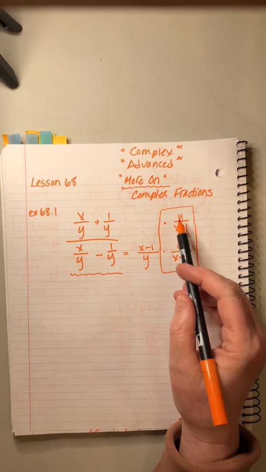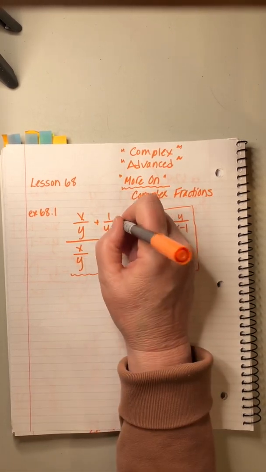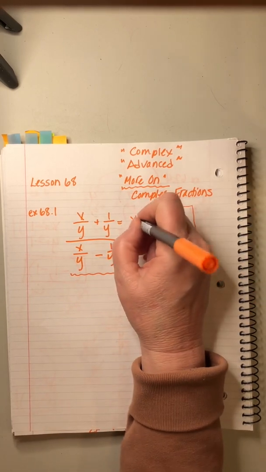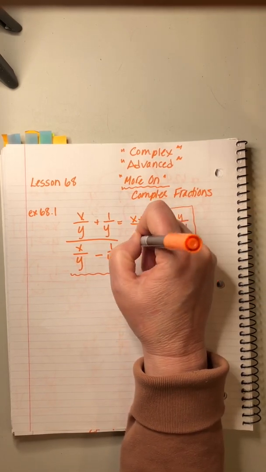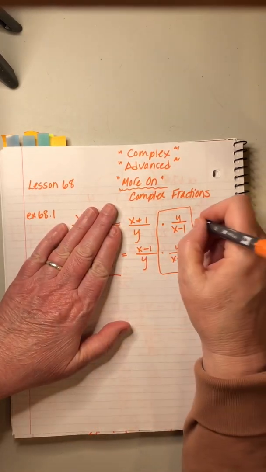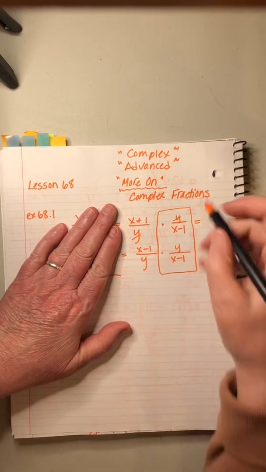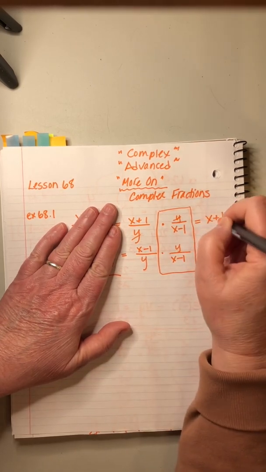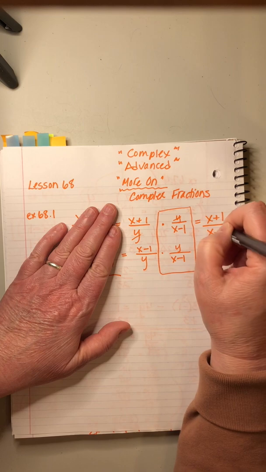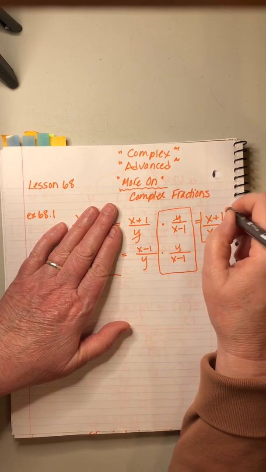Okay, so now we want to do the same thing to the top, and we see we have the same problem. We have to add in the top, but John set it up perfectly for us. X plus 1 over y. Now we're ready to multiply these two, and look, the y's cancel. We're multiplying, so we can cancel top and bottom. So our final answer is x plus 1 over x minus 1. Yay, correct answer.